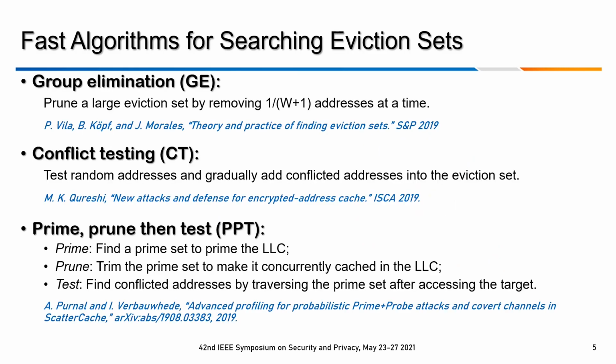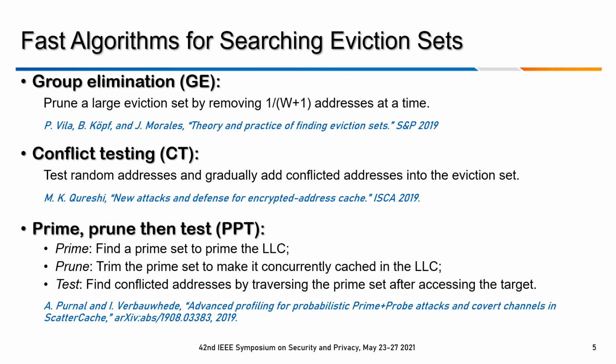Currently, there are 3 types of searching algorithms that still work on randomized caches. The first one is called group elimination, which we call GE in this presentation. It starts with a large eviction set and then prunes it by removing multiple addresses at a time to speed up the process. The second one we call conflict testing, CT for short. In this algorithm, the attacker constantly accesses random addresses and tests each one of them to see whether it conflicts with the target. If so, it is then put into the eviction set. The process stops when enough conflicting addresses are found.